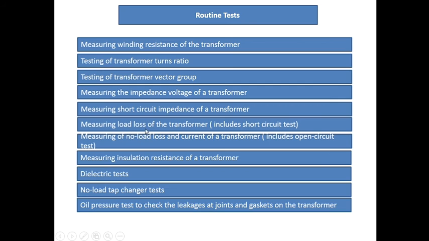measuring load loss of the transformer includes short circuit tests, measuring of no load loss and current of a transformer includes open circuit test, measuring insulation resistance of a transformer, dielectric tests, no load tap changer test, oil pressure test to check the leakage at the joints and gasket on the transformer.